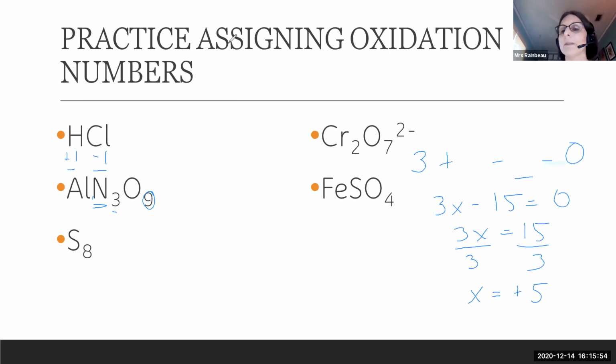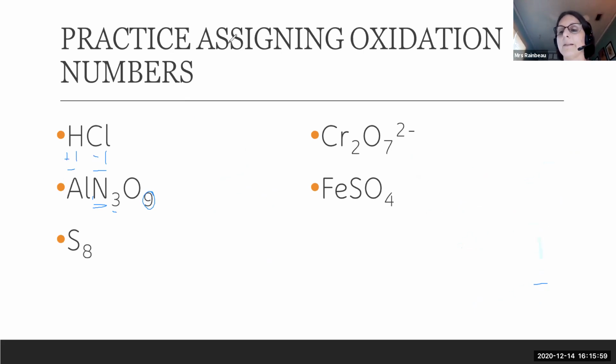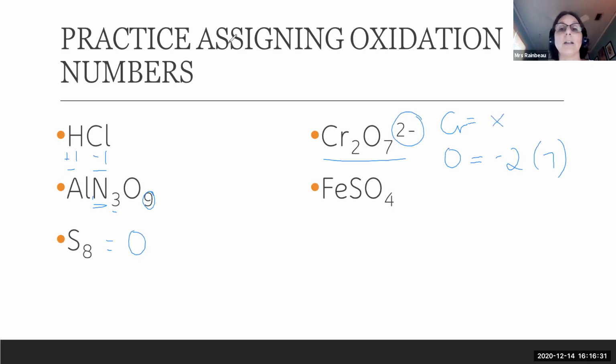Let's do another one. So the next one is super easy because if you notice, it's S8, so it's a molecule. So super easy, its charge is 0. Boom, done. Now let's do a hard one again. Let's do this one right here. So this one's different because it has a charge of negative 2. So you have chromium and you have oxygen. You know that the charge of oxygen is negative 2, and you have to multiply that by 7. We don't really know the charge of chromium because it's a transition metal.